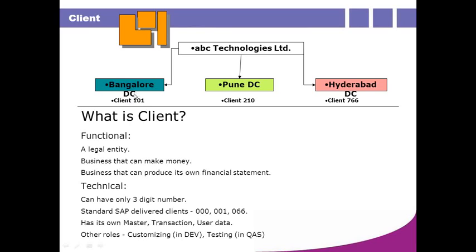As in this example, I have three clients: 101 for Bangalore, 210 for Pune, and 766 for Hyderabad. If I log into the 101 client, as you observe in your system also, you are logging into one client. You give the username and password, but on top of that row there is one more option, the client. Probably you are seeing 800, I think. So you are logging into one place, maybe 800 or 101, whatever the number may be. You can access this data and modify this data, that means that client's data. But you can't modify the Pune data.